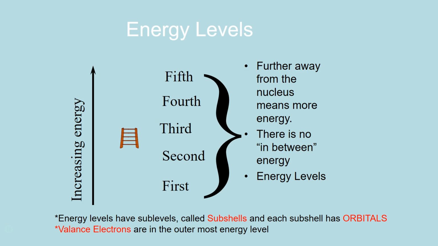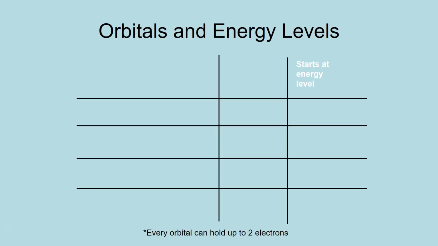So energy levels have sublevels that we call subshells, and each subshell has something that we call orbitals. And then our valence electrons are whatever electrons are in that outermost energy level. Every orbital can hold up to 2 electrons.